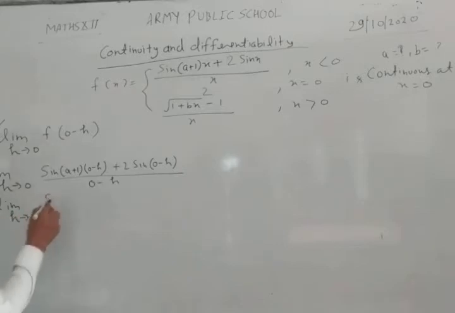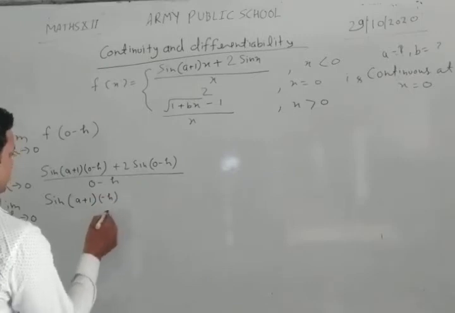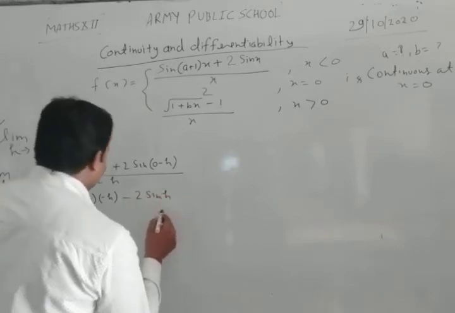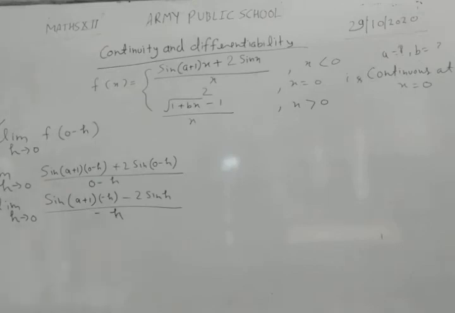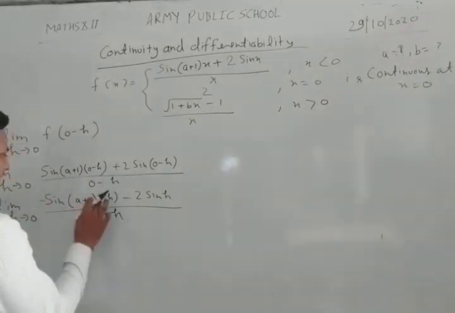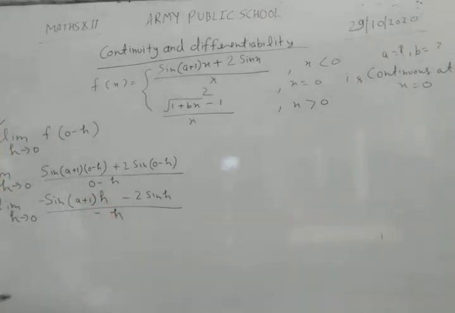We write limit sin(a+1)(-h) - 2 sin h, divided by -h. Now, sin(-θ) is -sin θ, so we write -sin θ here. Now we will separate it.